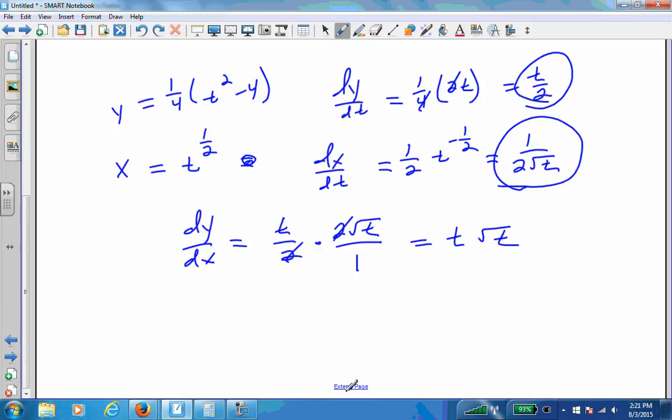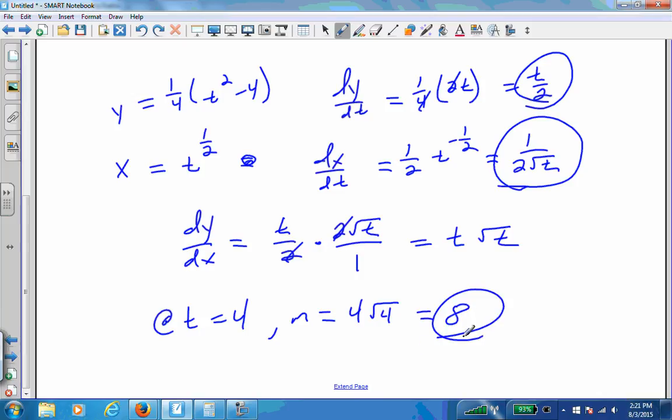So at that point, 2, 3, what was our t? 4. So at t equals 4, our slope is 4 square roots of 4, or 8. Square root of 4 is 2, 2 times 4. So that's our slope at that particular time.